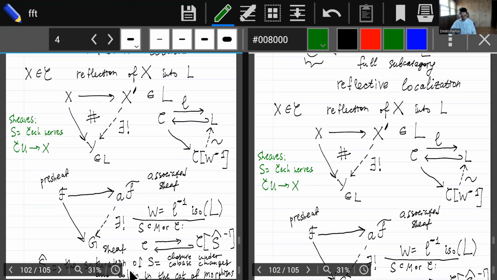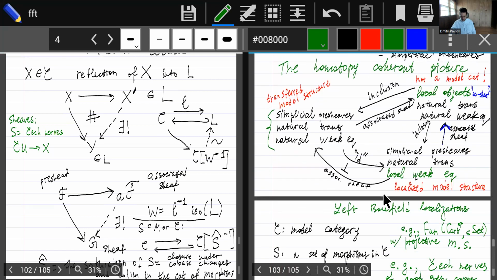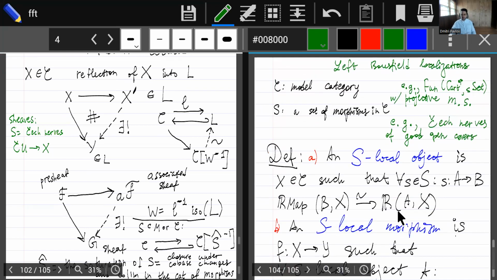It will be this picture that we will be generalizing through the setting of model categories. So let me now actually give you the definition, and we can continue next time with further details.